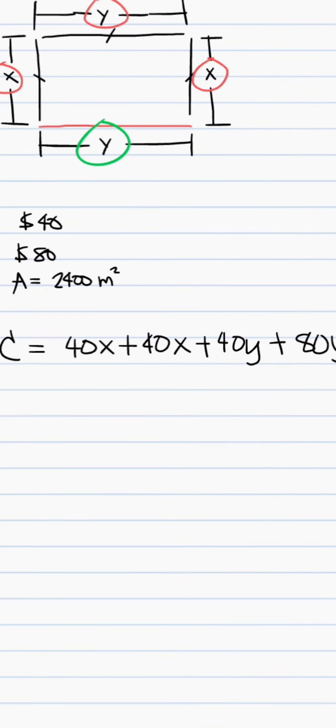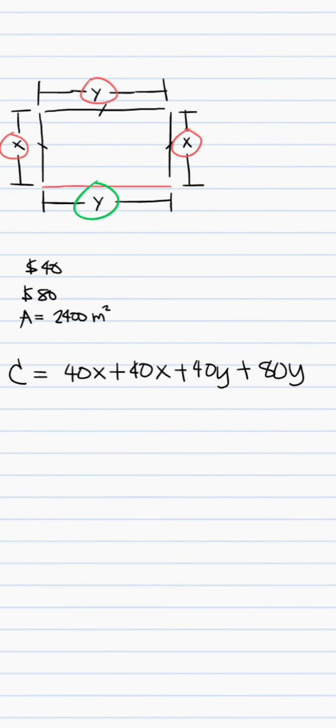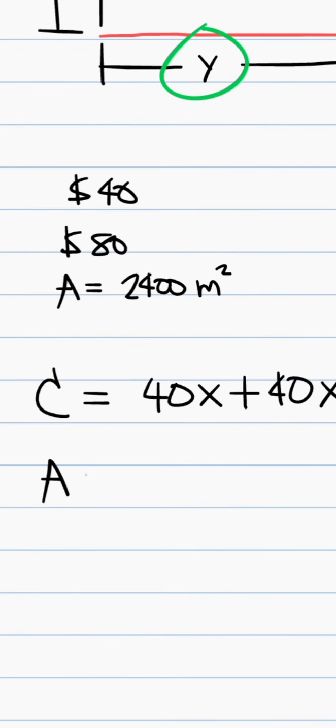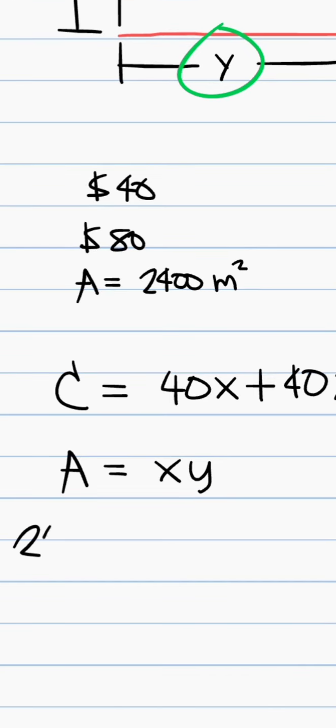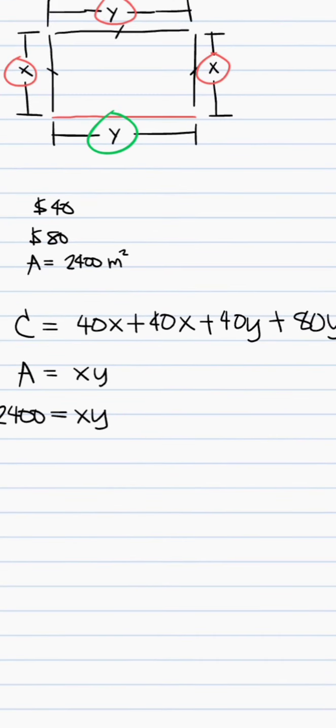Now that we have the cost, our next goal is to relate it to the area we are going to cover. As we learned, the area of a rectangle is the product of the length and the width. Our length here is y and our width is x. Therefore, the area of that rectangle is xy, and we're given the total area, which is 2,400. So now that we have the two equations, we can solve for the minimum cost through calculus. But before that, let's simplify everything first.